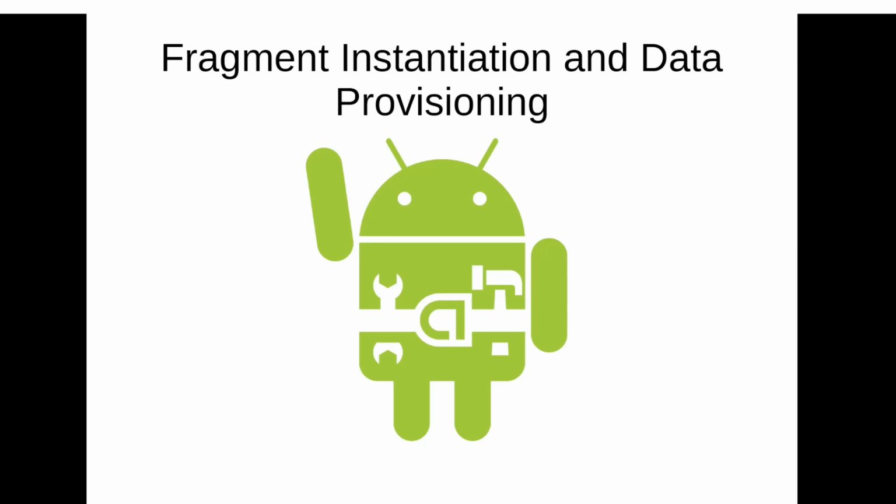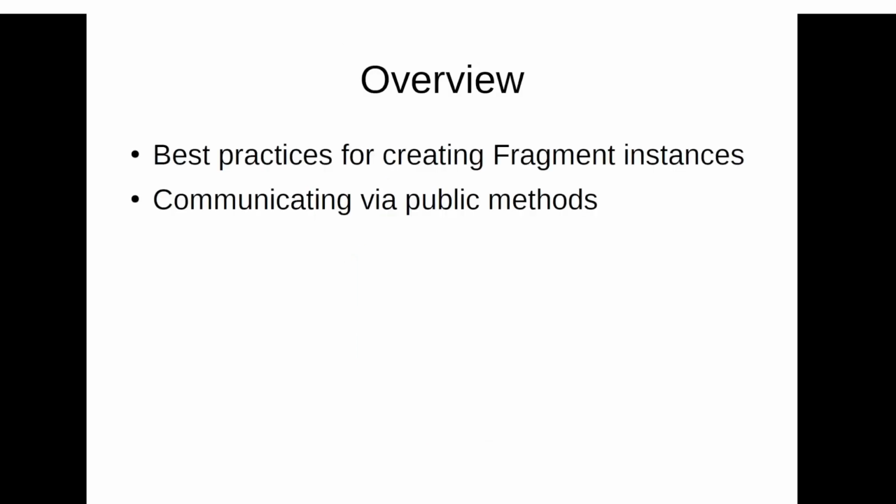We're going to look at the proper ways to create a fragment, as well as looking at some basic communication channels to give information to a fragment and why those mechanisms exist. So we're going to start by looking at best practices for fragment instantiation, and then we'll talk about the most basic type of fragment communication, which is host to fragment.